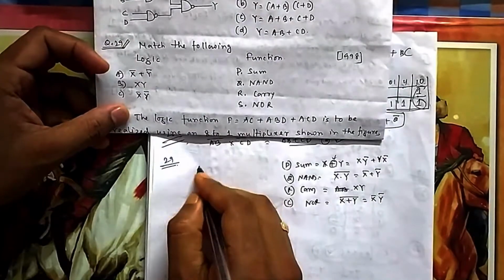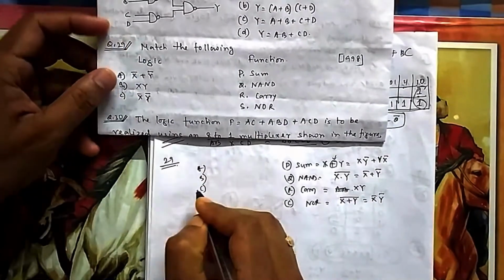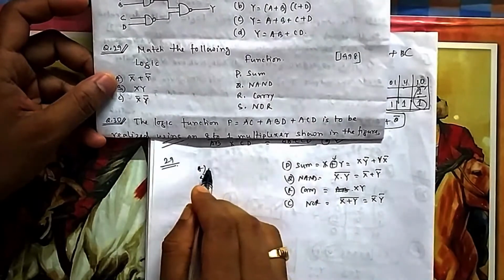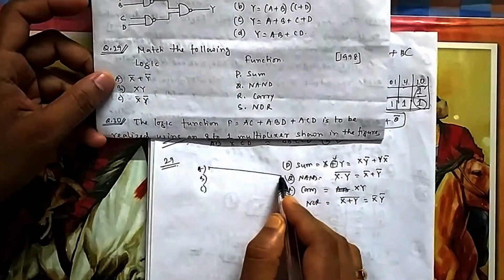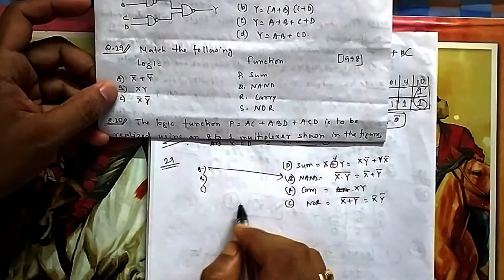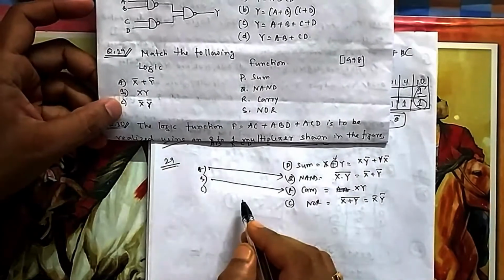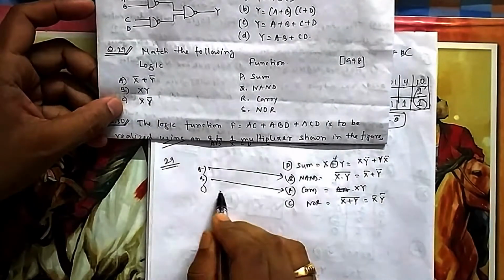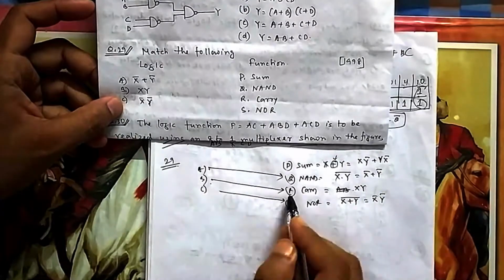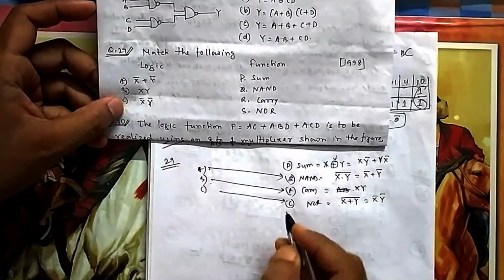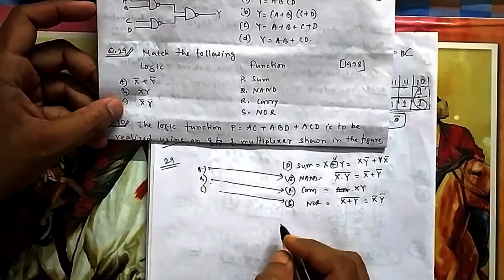Now you can check with A, B, C which one is satisfied. A is X bar plus Y bar. That means A is with Q. XY is carry. Okay, this is carry. Then X bar Y bar is NOR. So A is Q, B with R, and C with S. So these are the options.